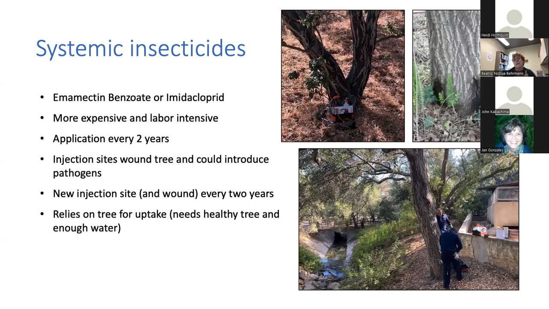The systemic insecticides are another option. In this case, it could be emamectin benzoate or imidacloprid. They are injected into the trunk of the tree. It should last for 2 years, but it's more expensive and more labor intensive. But as John mentioned before, when we do trunk injections, we're making a wound in the tree, and those wounds can get infected with other pathogens. So we always have to weigh the pros and cons. But in some locations, like this tree over here, right next to this little stream, there's no other option. We cannot spray that tree. So if we want to protect it somehow, we're going to have to do a trunk injection.